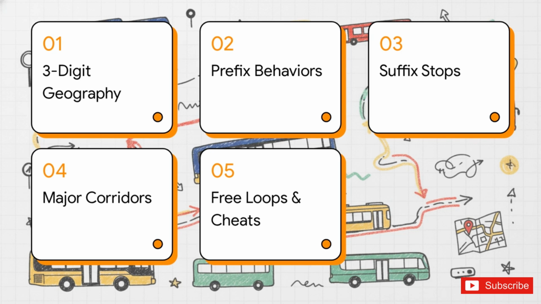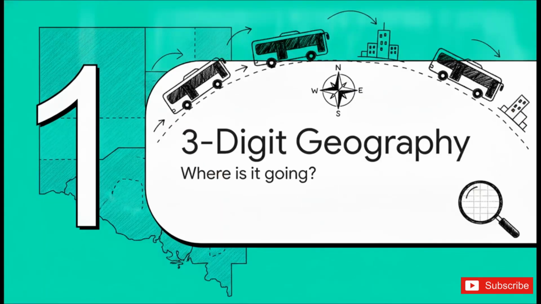We'll start with the 3-digit geography, then we'll look at prefix behaviors, suffix stops, mastering those major corridors, and finally, we'll wrap up with the free loops and cheat codes. Let's get right into it. Starting with Part 1, the 3-digit geography.